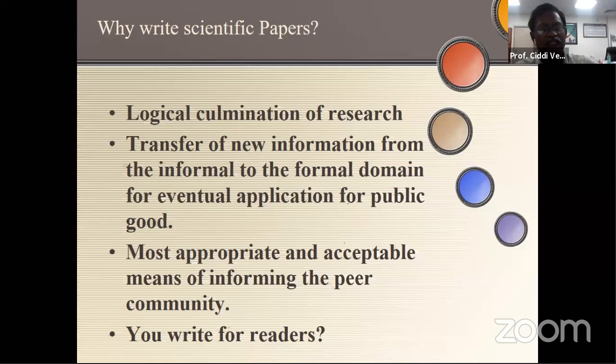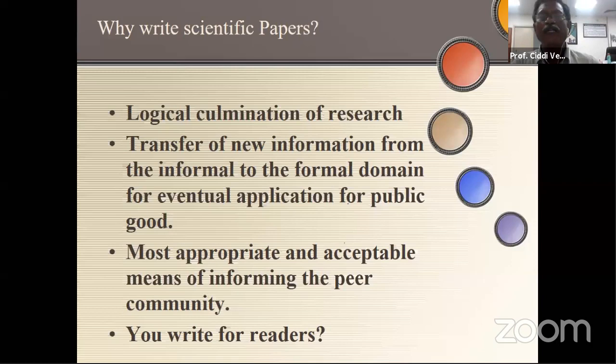we have to write the papers. Now, if you go and apply with your CV, they will ask you, have you published any papers? These are the questions we commonly get. So why we have to write scientific papers: it is the logical culmination of the research. You are transferring from the informal domain to the formal domain.